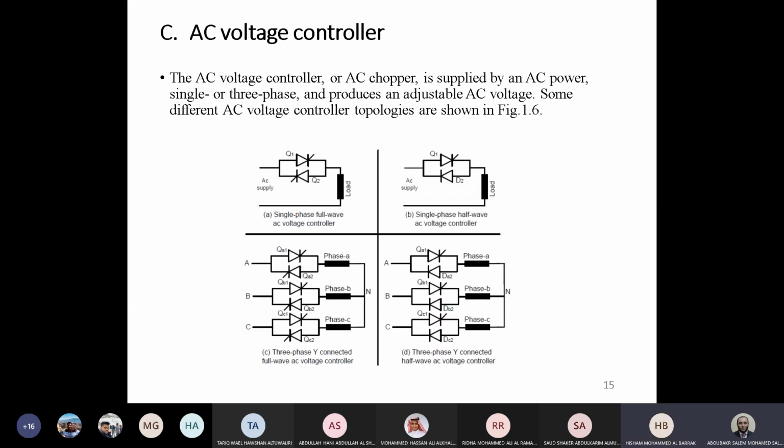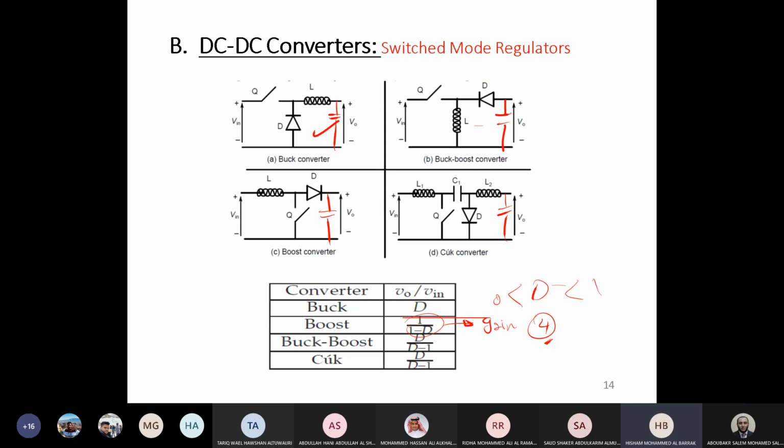Sorry, Doctor. Please go ahead. What's the difference between buck boost converter and Cuk converter?